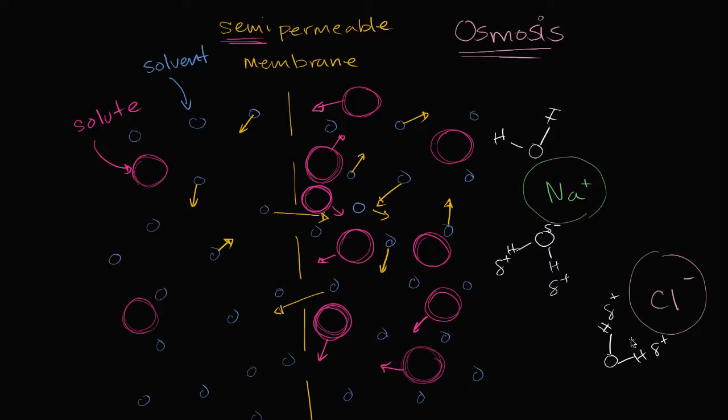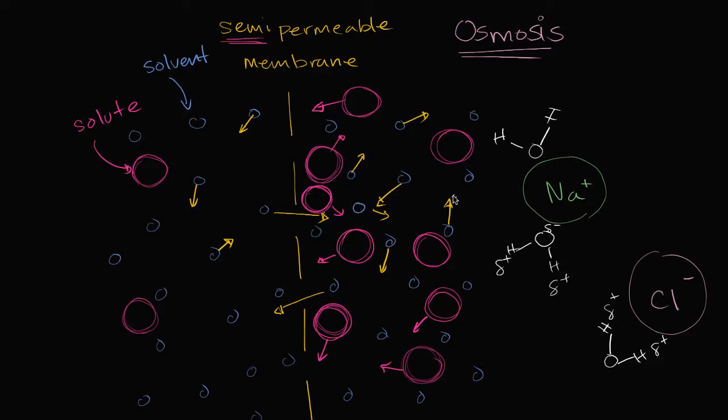These molecules are going to be more attracted to the chloride, or to the sodium ions, than they would be to other water molecules that only have partial charges. These have full charges. So if these can't get through, then maybe it's a lower probability that these are going to get through as well.